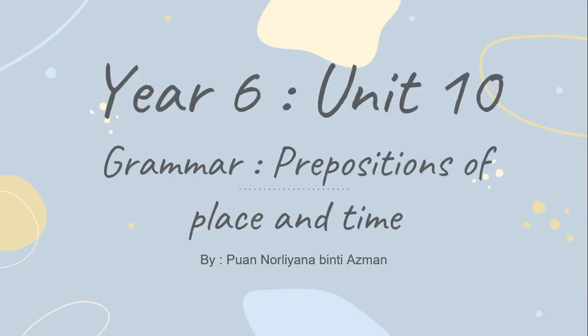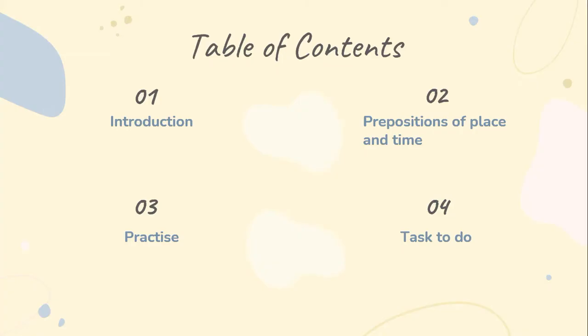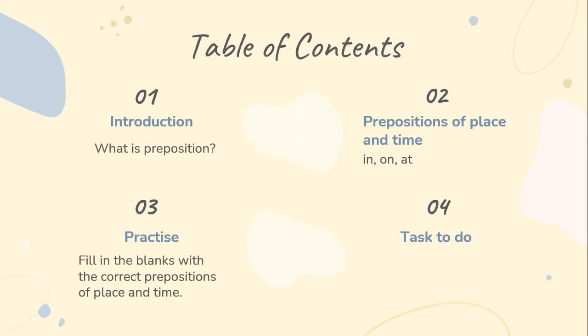Year 6, Unit 10, Grammar, Prepositions of Place and Time. For today's lesson, there are 4 activities that we are going to do. Firstly, for introduction, we are going to learn about what is preposition. Then, we are going to learn more about prepositions of place and time. In, on, at. After that, we are going to do a practice together by filling in the blanks with the correct prepositions of place and time.